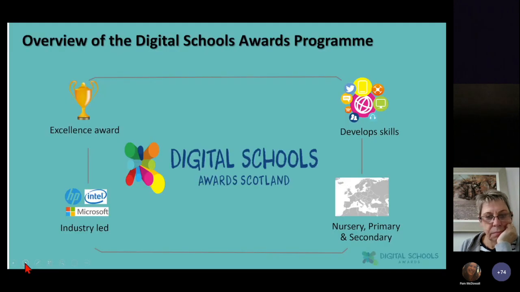So again, just having a look at that, it is an industry-led award. We work very closely with Microsoft, Intel, HP to create that award. It is an excellence award. It's about developing skills. It's really, really easy to do. All we do is register online, and that's how you get access to the self-evaluation and the key criteria within those 5 pieces of criteria.